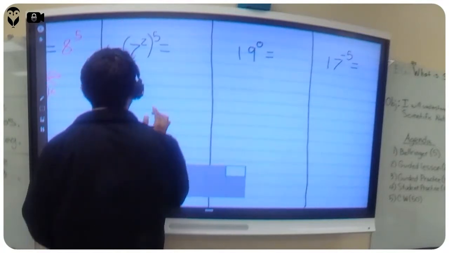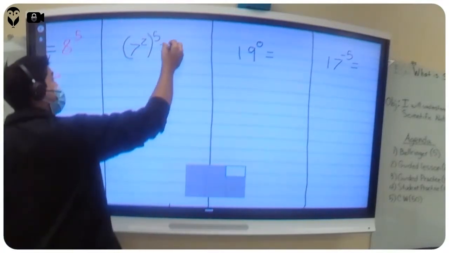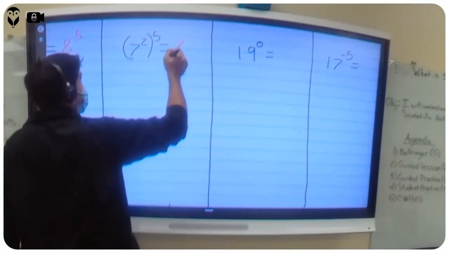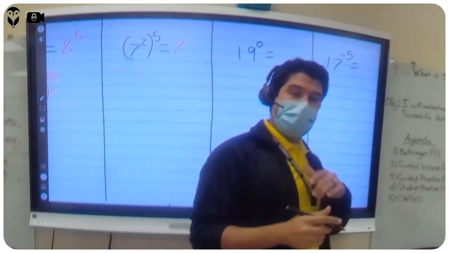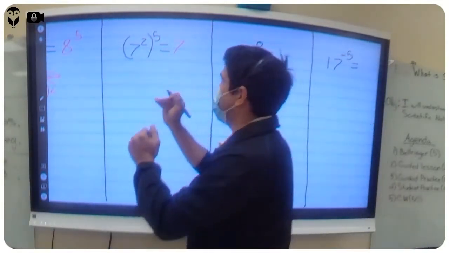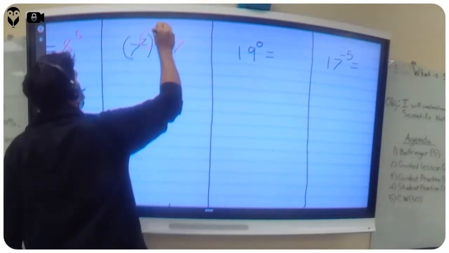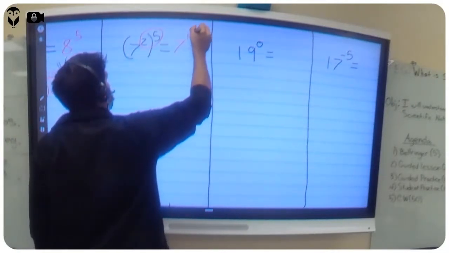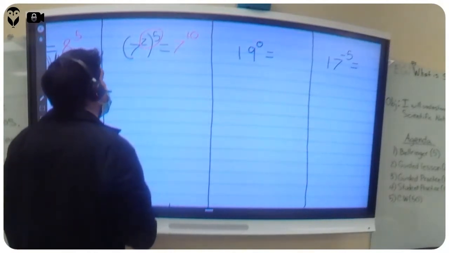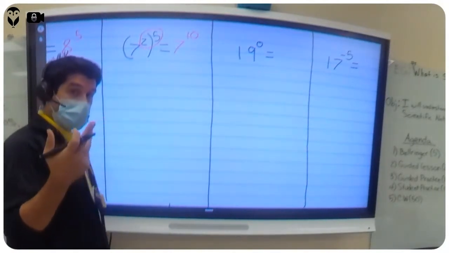All right, so next one. The 7 stays consistent in this answer. Okay, now an exponent with an exponent. What's lower than exponents? Multiplying. So these two are going to multiply. So they're going to make 10. Exponents usually do not multiply like that.